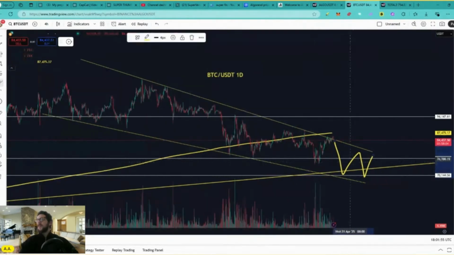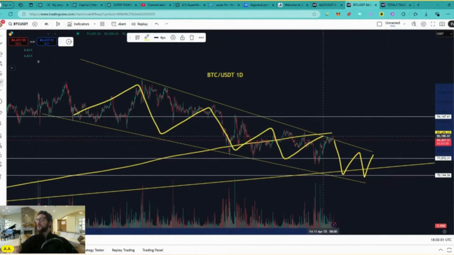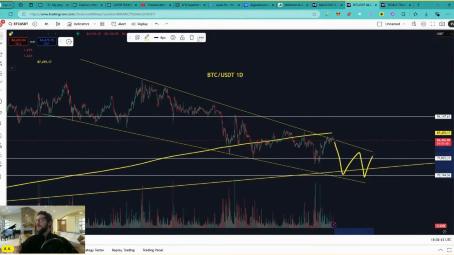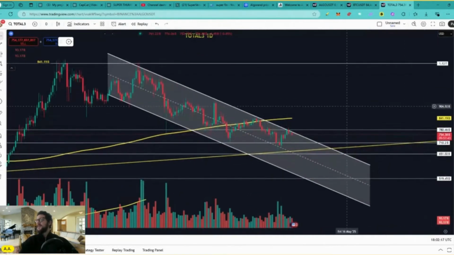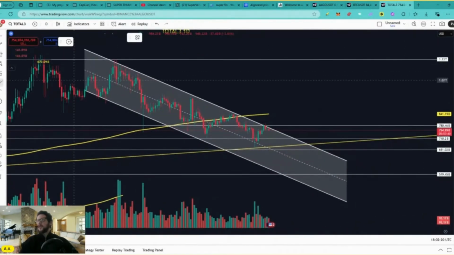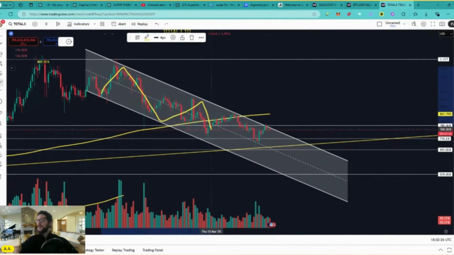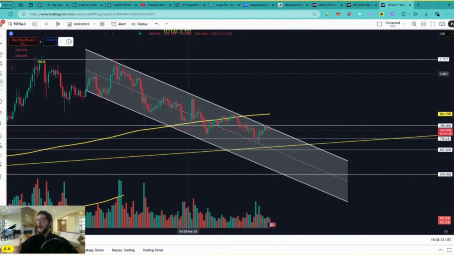And as long as Bitcoin is downtrending inside this falling wedge pattern, the market conditions when it comes to altcoins are not very good. Also, if we take a look at the total 3, we see that the total 3 also has been downtrending, moving inside this descending channel that I have here on the chart. As long as the price action is moving inside the pattern, we have to assume that it's going to continue moving inside the pattern until it breaks out. We haven't seen a breakout yet, and therefore we have to assume that the downtrend is going to continue.